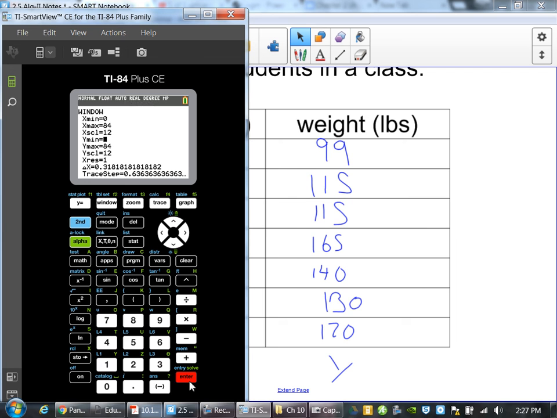So that means each marking it puts on the scale is going up by 12s. Do the same thing for your Y max and min. The Y minimum was 0. Our maximum, I think we set it at 200. And then our scale went up by 50. With any luck, if you hit graph, it should show up.